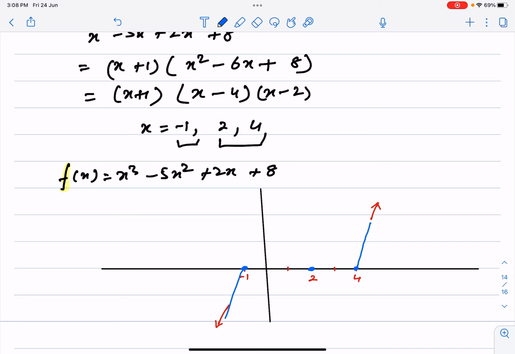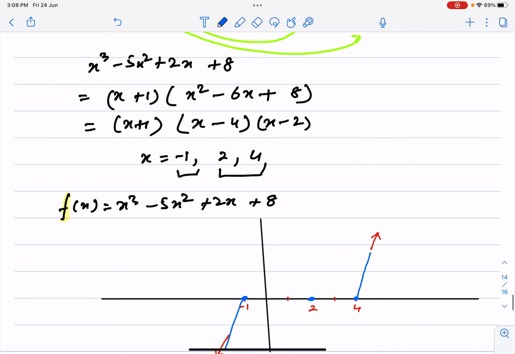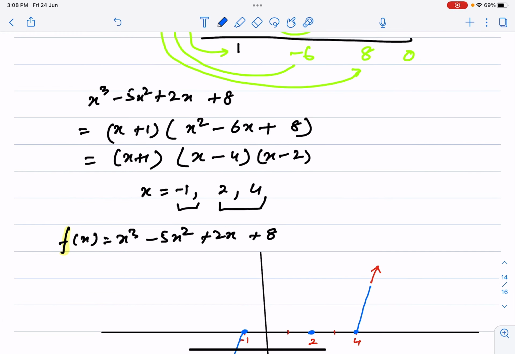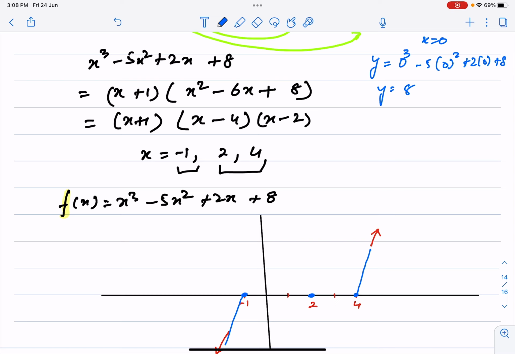Now how it will behave further, we can find out the value of y when x is 0. See, when x is 0, what will be y? 0 cube, put x is equal to 0, minus 5 into 0 square, plus 2 into 0, plus 8. That is, y will be 8 or f(x) will be 8. So somewhere it will be like this. Maybe here it is 8. Roughly we are talking.